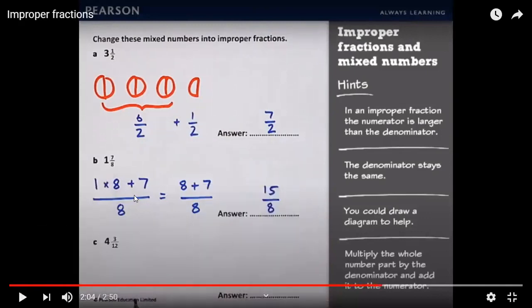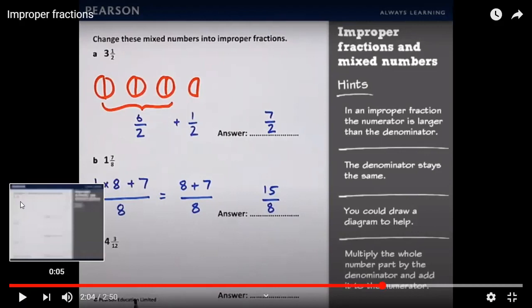Right. So once again, 1 times 8, 1 multiplied by the denominator, 1 times 8 is 8, plus the number at the top, which is 7, and then you divide all of that by the original denominator, which is 8. So let's work that out. 1 times 8 is 8, plus 7, therefore 15. And here, 8, 8, 8. You've got the denominator 8 all the time, but that is your final answer. Okay, now let's continue.